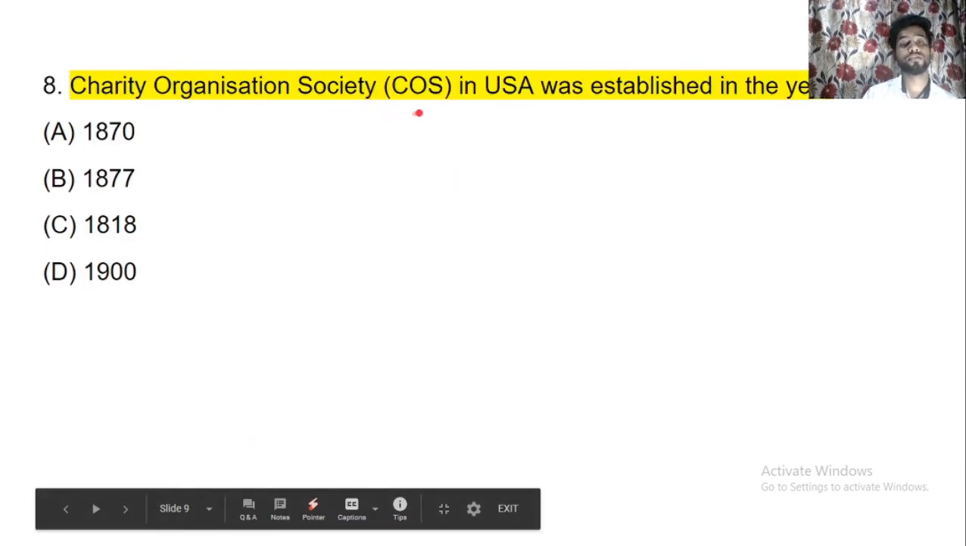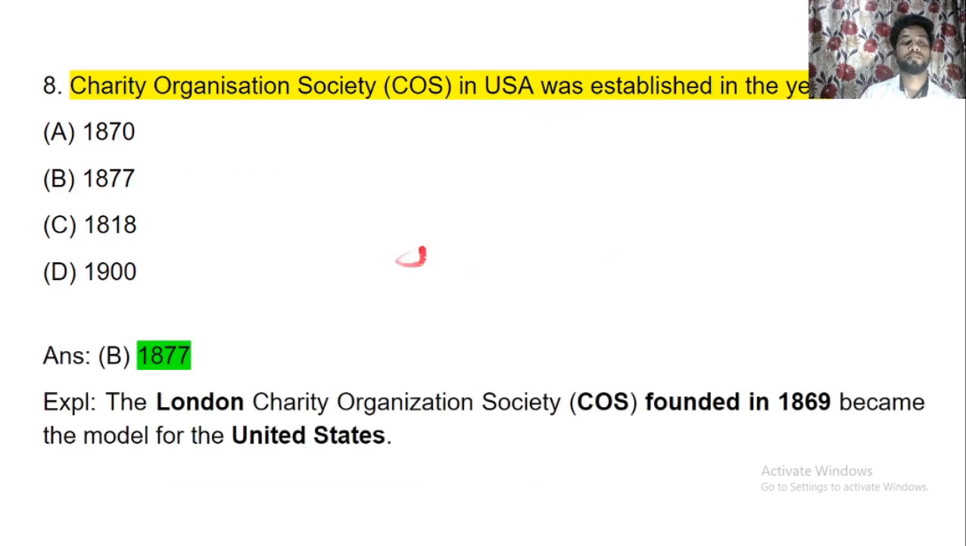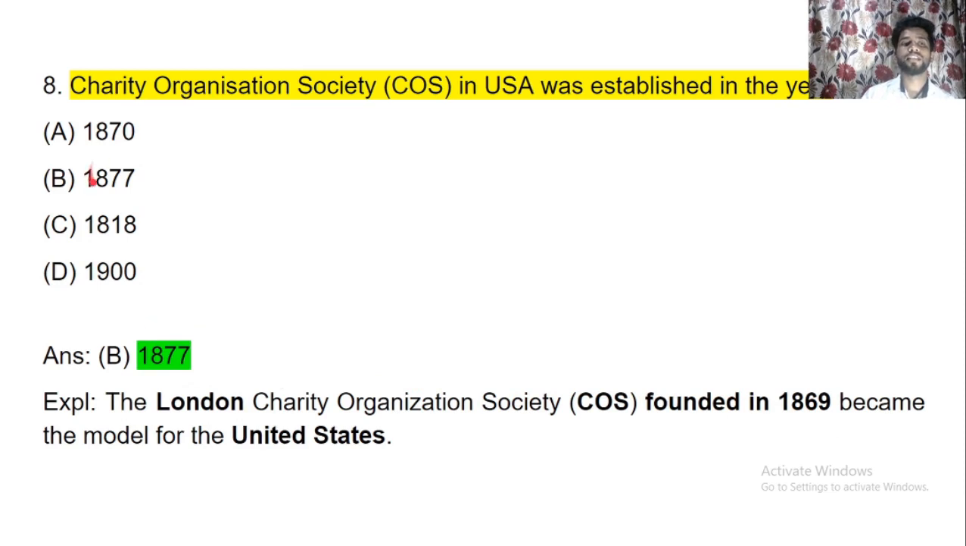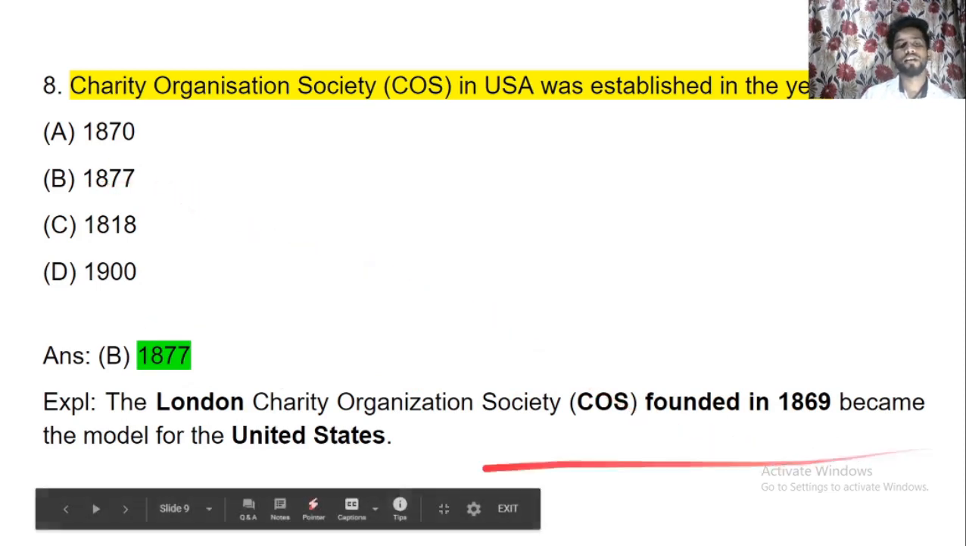Now, the Charity Organization Society (COS) in the USA was established in which year? We all know this, but there is a confusion. The Charity Organization Society in the USA was established in 1877. The London Charity Organization Society was founded in 1869. Remember, there is a difference between the USA and London. In London it was in 1869, but in the USA it was later, in 1877. So it became the model for the United States.